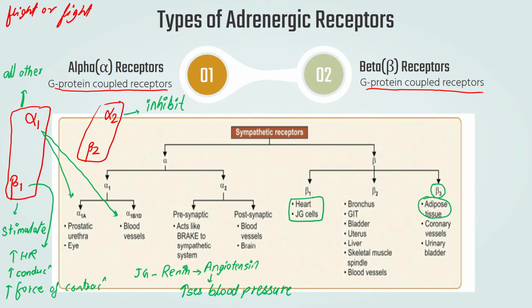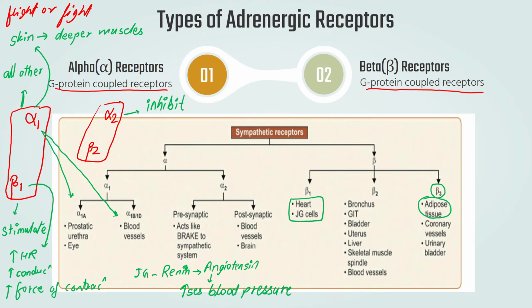Why does this happen? For example, how to remember this? Blood vessels in the skin. Now in an emergency response, we don't need blood in our skin. We need it in the deeper organs, in our skeletal muscles, to run or fight. So alpha 1 receptors present in the skin will cause vasoconstriction, decreasing blood supply in the skin. Skin का blood supply कम होगा.